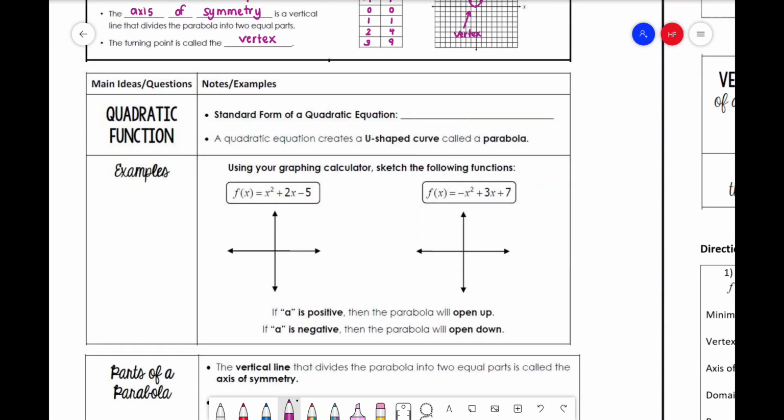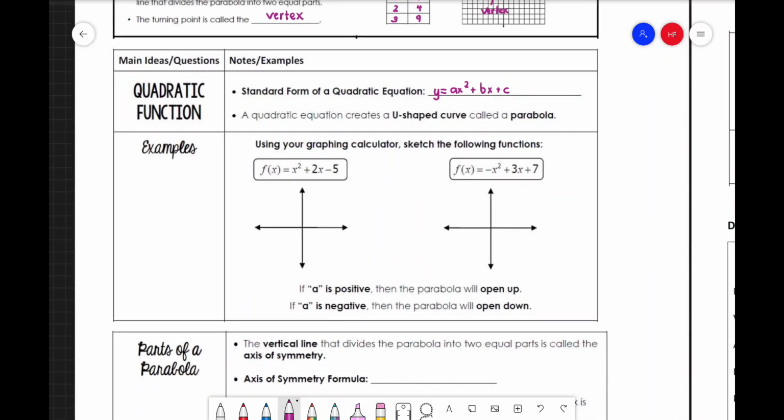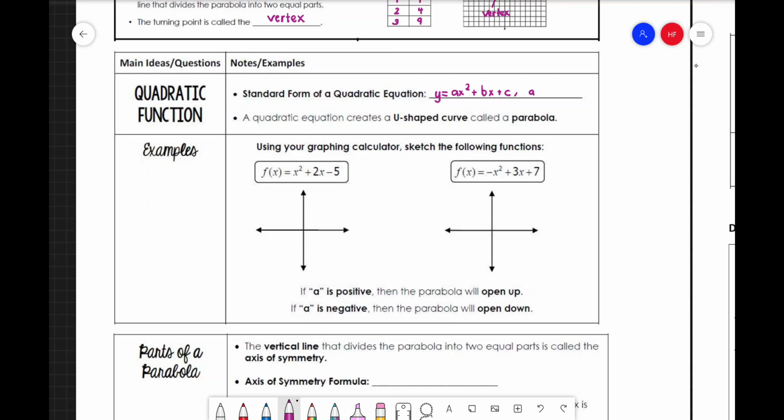So with our quadratic functions, the standard form of a quadratic equation is y equals ax squared plus bx plus c, where a, b, and c are just any number. A cannot equal 0 though. So a quadratic equation is going to create that U shape that we talked about called a parabola. So just make sure that a cannot equal 0.